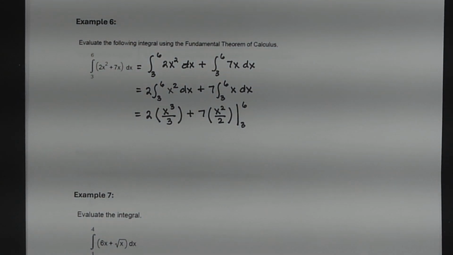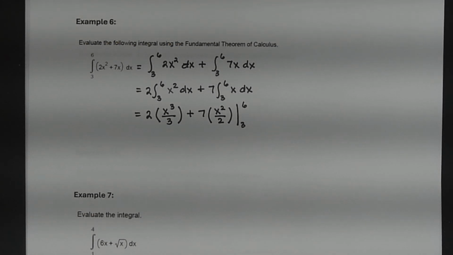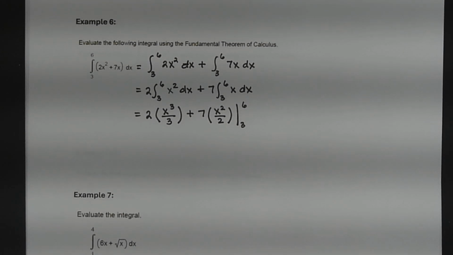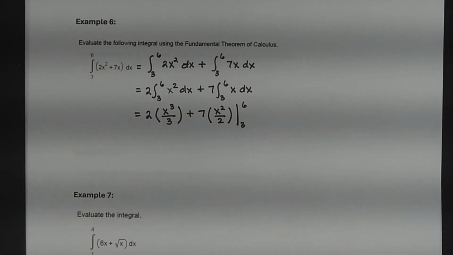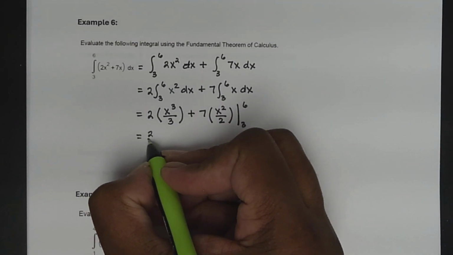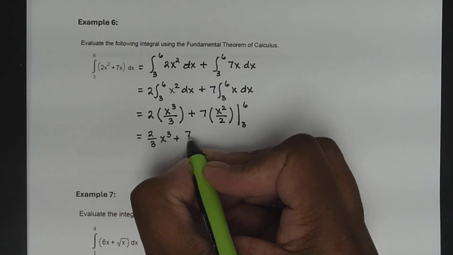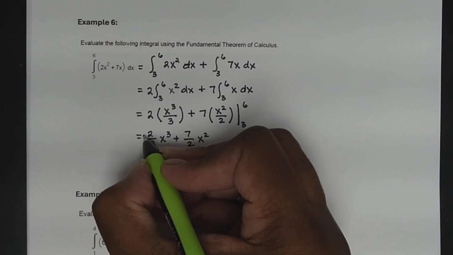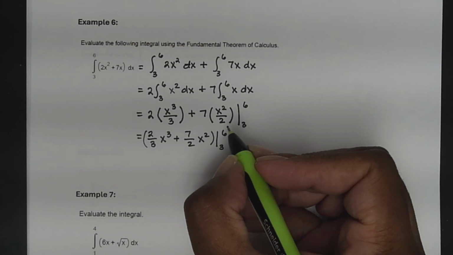And I forgot to mention that with these definite integrals, we don't use plus c, because we have our limits, our upper limit and lower limit. So the plus c is not included. Now if I simplify this, this will be 2/3 x cubed plus 7 over 2 x squared. And that's going to be from 3 to 6.